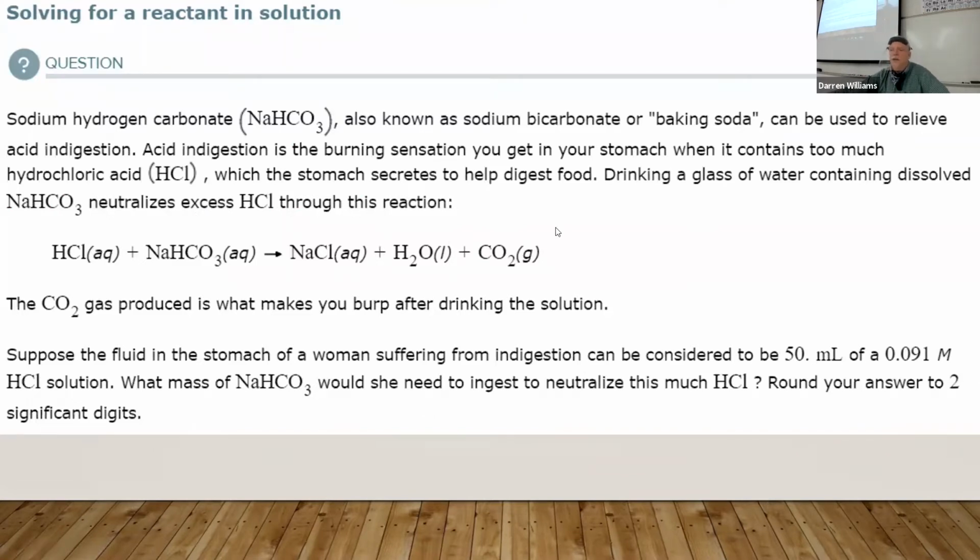Sodium hydrogen carbonate, also known as baking soda, can be used to relieve acid indigestion. Acid indigestion is a burning sensation you get in your stomach when it contains too much hydrochloric acid. Some foods really generate a lot of stomach acid, and that stomach acid is hydrochloric acid. If you've got concentrated or strong hydrochloric acid in your stomach, that's what dissolves the food and helps break it down. You hear people say don't drink Coca-Cola or carbonated drinks because they contain acid. You can look on the side, it even says phosphoric acid.